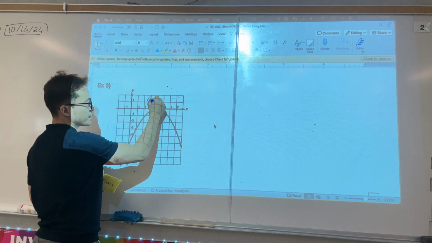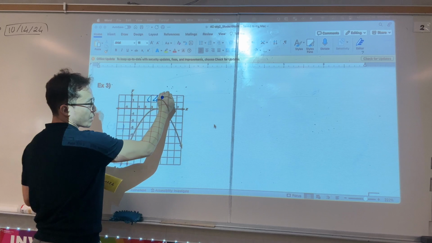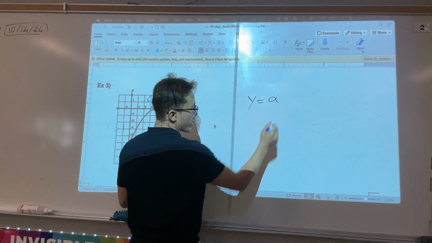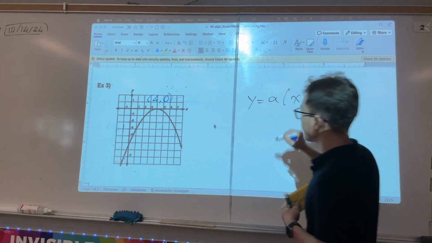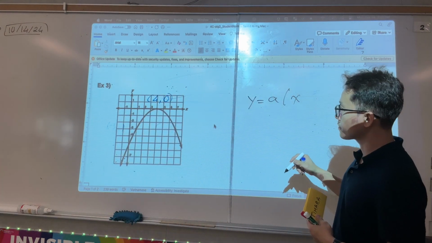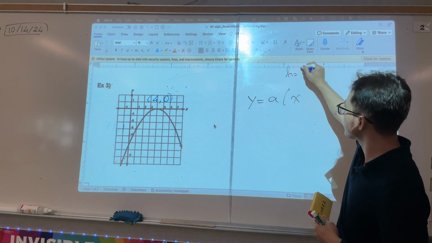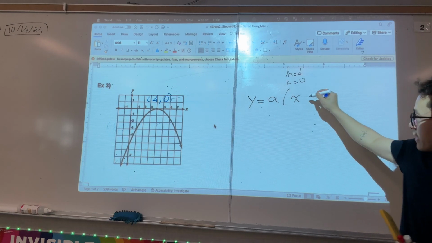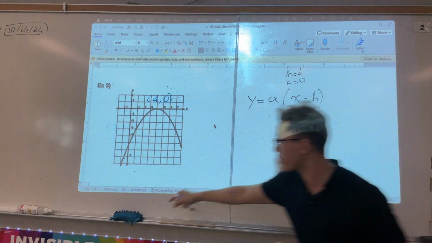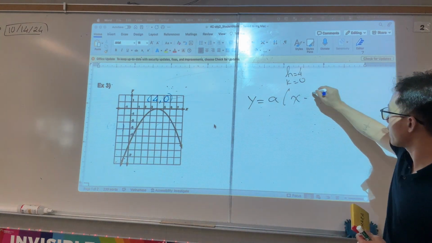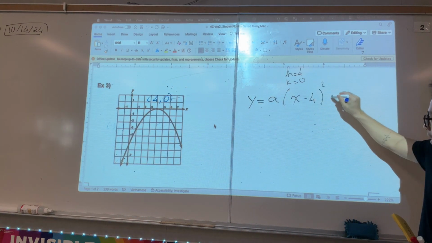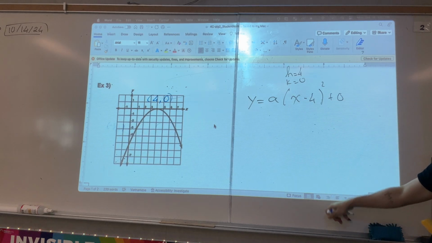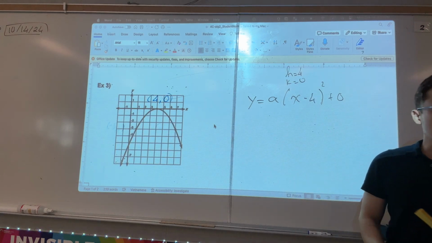4, 0. Okay. So can you write me the function, I mean, the function first? Y equal to A, we don't know the A yet, times X minus H. So H is 4 and K is 0. That means minus 4, squared, and then plus K. What is K? Plus 0. You don't need to write 0, but okay, you have to write K so you know what's going on. Now, what next? How do you find A?